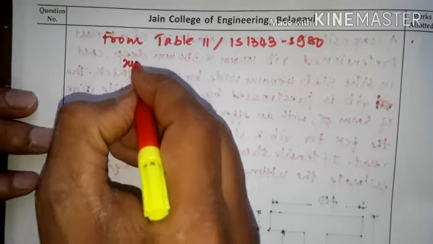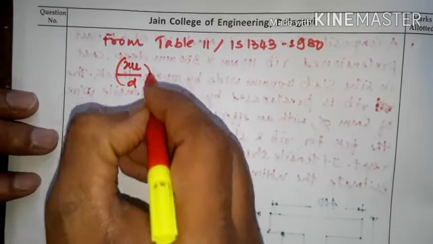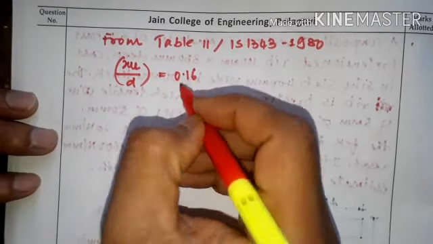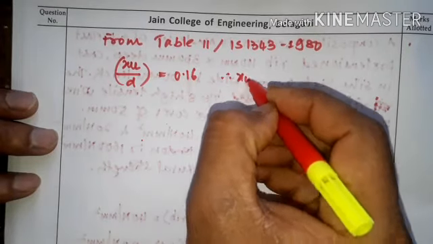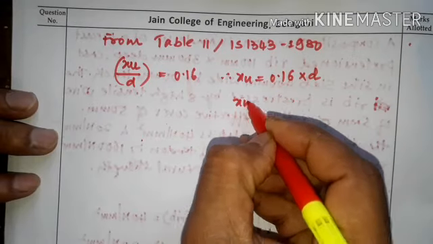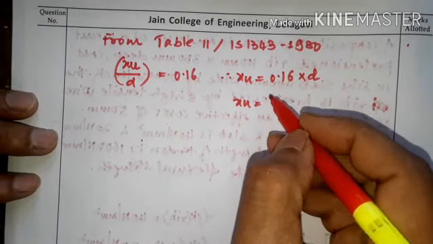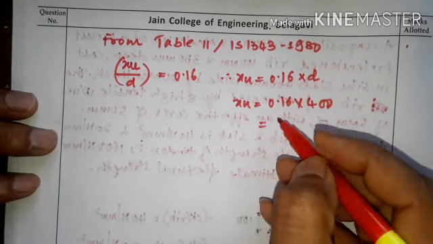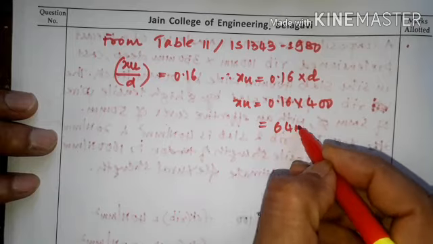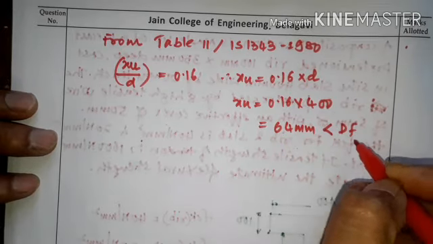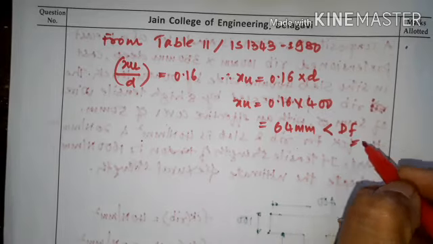First of all, you have to check for XU. Okay, so we'll calculate XU by D. So we'll get XU by D as 0.16. Therefore XU is equal to 0.16 times D, that is 0.16 into 400, because D is 400, so that is 64 mm, which is less than the depth of flange. Because the depth of flange is 100, our assumption is correct.